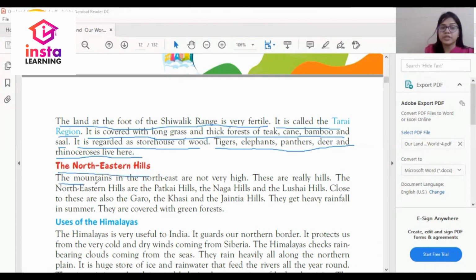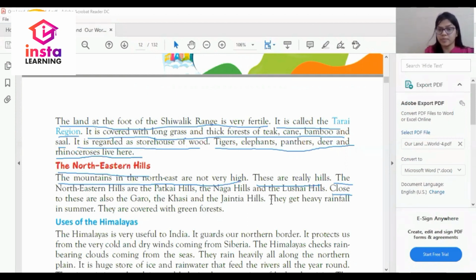So, the mountains in the northeast are not very high. These are really hills. The northeastern hills are the Patkai hills, the Naga hills and the Lushai hills. Close to these are also the Garo, the Khasi and the Jaintia hills.